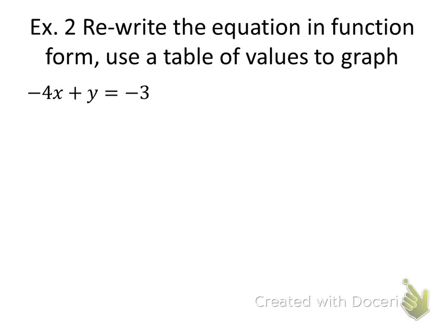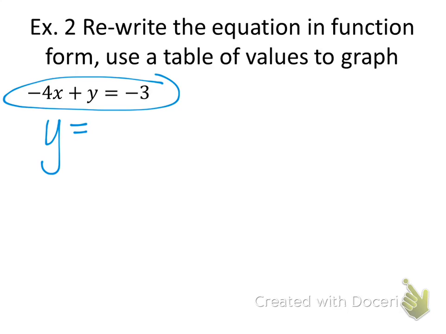So example number 2, rewrite the equation in function form, then use a table of values to graph this. Okay, so what I want to do is I want to write this in function form. Function form means that the y has to be by itself. When your equation is in function form, it should always read y equals whatever. There should be no number in front of y that I can see. There should be nothing there. So this equation does not start out like this. It says negative 4x plus y equals negative 3. So I need to get that y by itself.